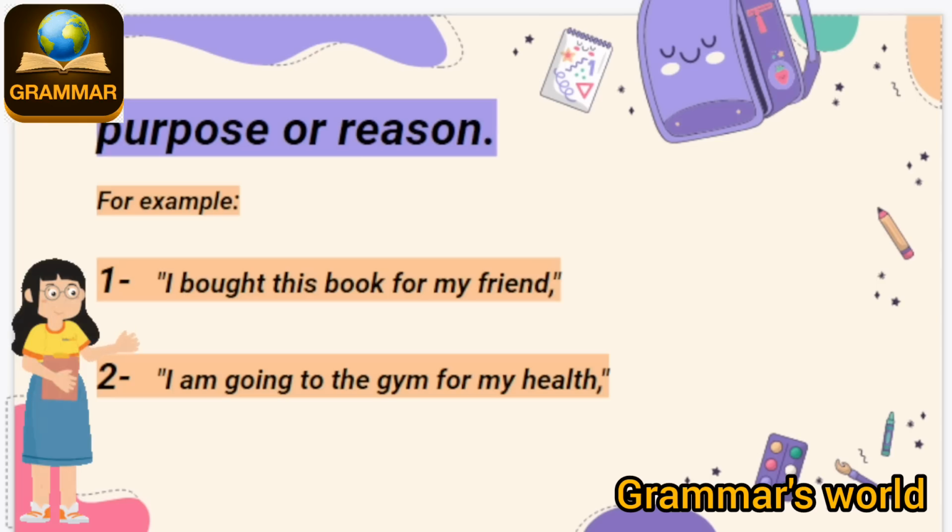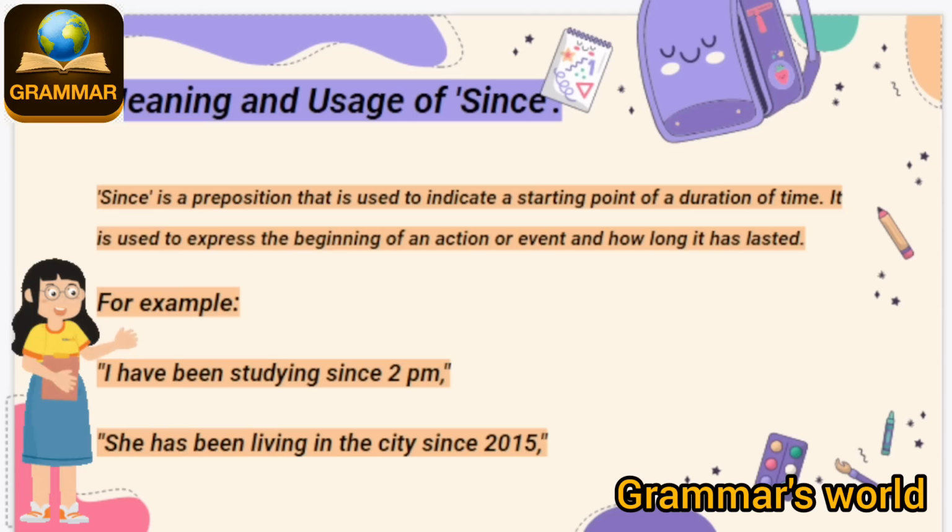For is also used to indicate a purpose or reason. For example, I bought this book for my friend means that I bought the book with the purpose of giving it to my friend. Another example is I am going to the gym for my health, which means that I am going to the gym for the purpose of improving my health.